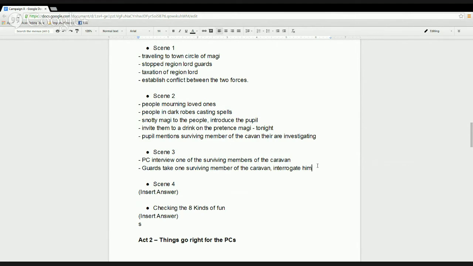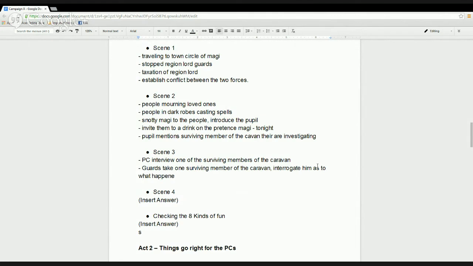Our overarching story is that the Region Lord is suspicious of the Circle of Magi for doing dark magic, so he's trying to find evidence about that. We have a caravan that went missing with one surviving member. He wants that caravan member so he can interrogate him on what happened there. That ties the complexity we've already established back into the story and keeps weaving it through the whole story, and that's what we want to go for. At this point, we don't really ever want to create more complexity, just keep tying back in what we've already established, looking for connections with what we're doing.